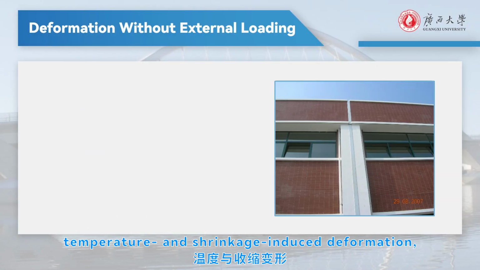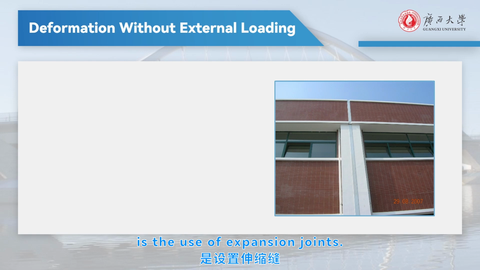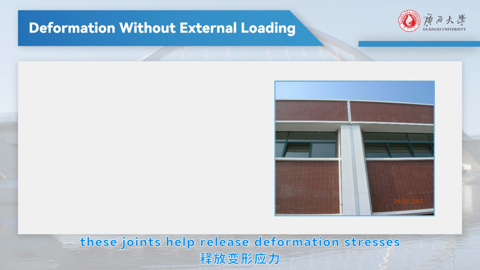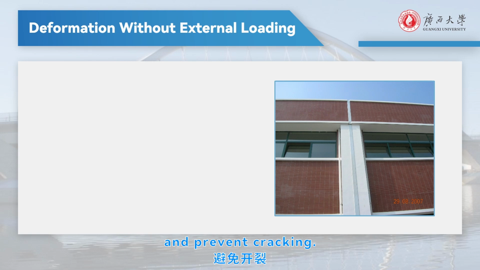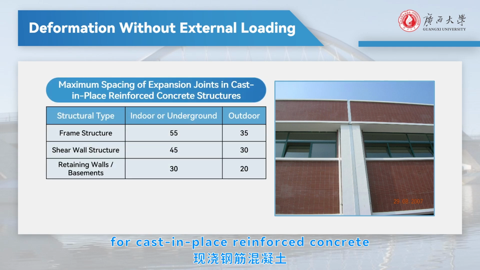To deal with temperature and shrinkage-induced deformation, one of the most effective engineering measures is the use of expansion joints. By dividing the structure into sections, these joints help release deformation stresses and prevent cracking. The table shows the maximum spacing requirements for cast-in-place reinforced concrete expansion joints specified by design codes, classified according to structural type and service environment.